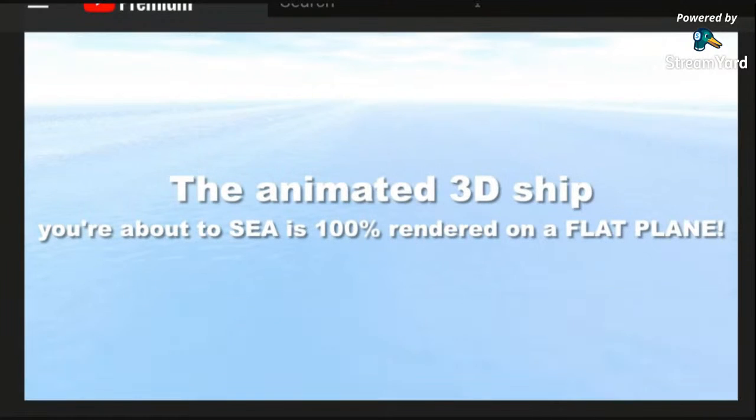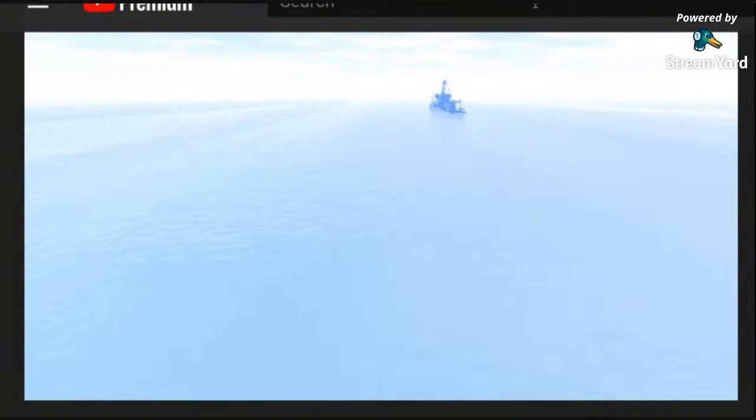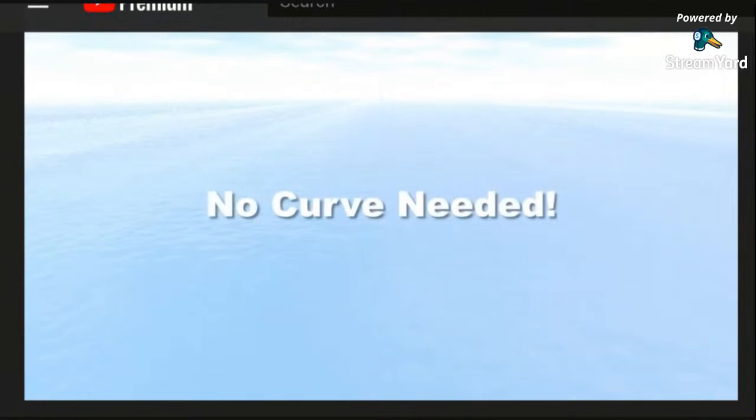The animated 3D ship you're about to see is 100% rendered on a flat plane. Pay attention. When will the ship come along? Oh, there it goes. Look, there it goes into the distance, getting smaller. It's getting smaller with the distance. Huh? It looks like... oh.